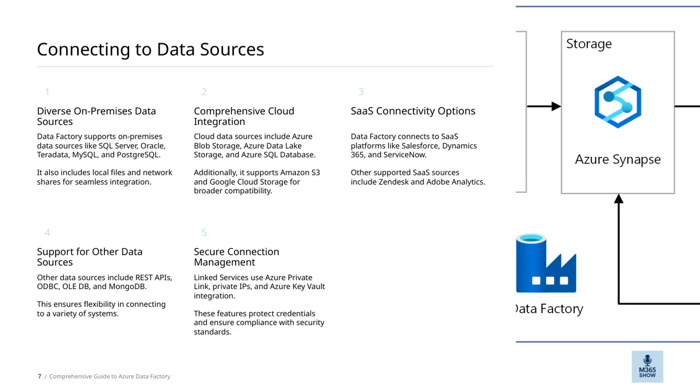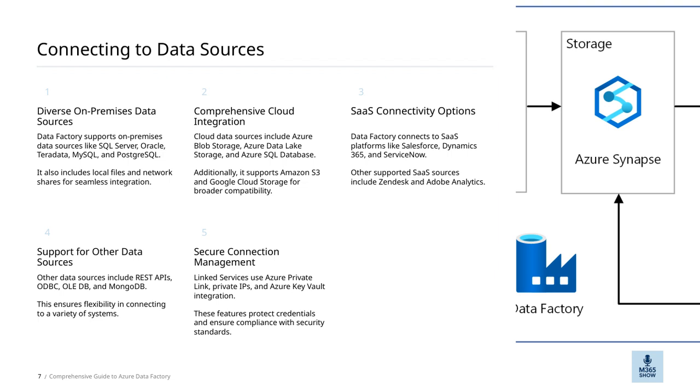Now, let's take a look at how Data Factory connects to various data sources. First, we have linked services, which leverage Azure Private Link, private IPs, and Azure Key Vault integration. These features are crucial because they help protect your credentials and ensure compliance with security standards, giving you peace of mind when managing sensitive data. Moving on, Data Factory supports a wide range of other data sources, including REST APIs, ODBC, OLEDB, and MongoDB. This variety ensures you have the flexibility to connect to many different systems, whether they are cloud-based or on-premises.